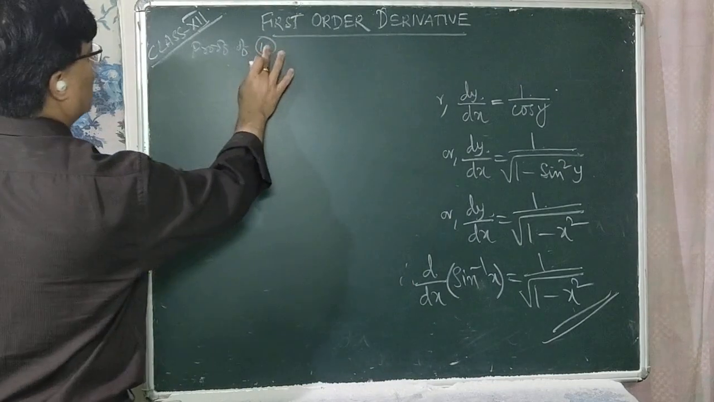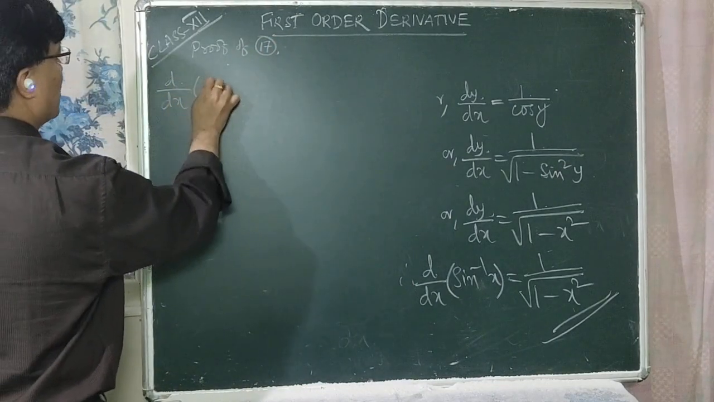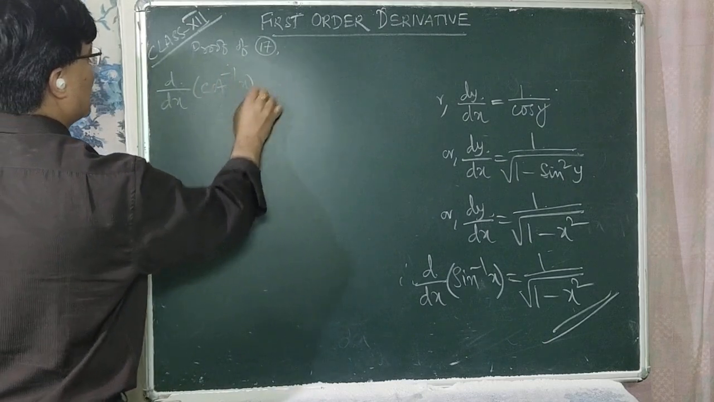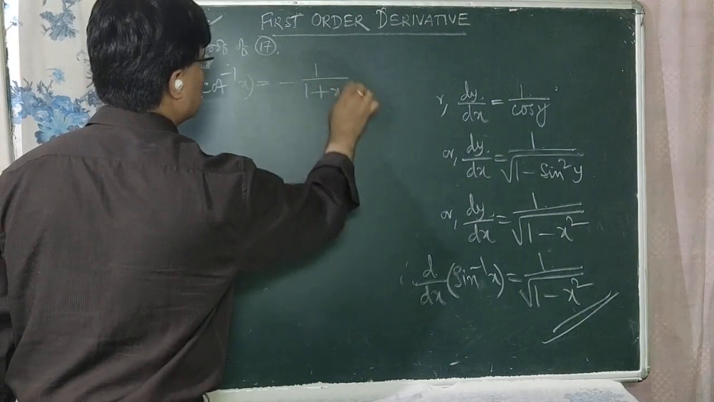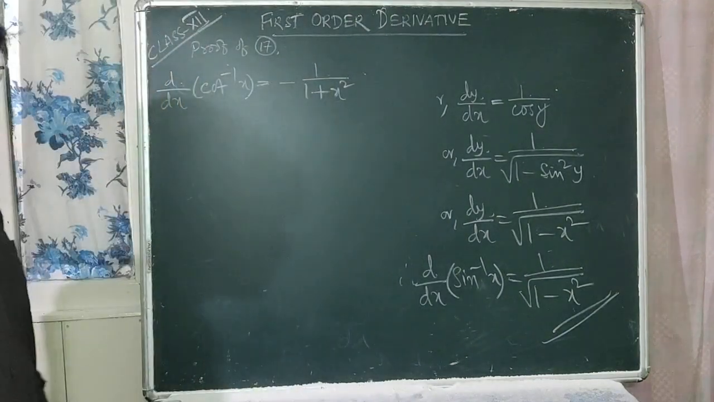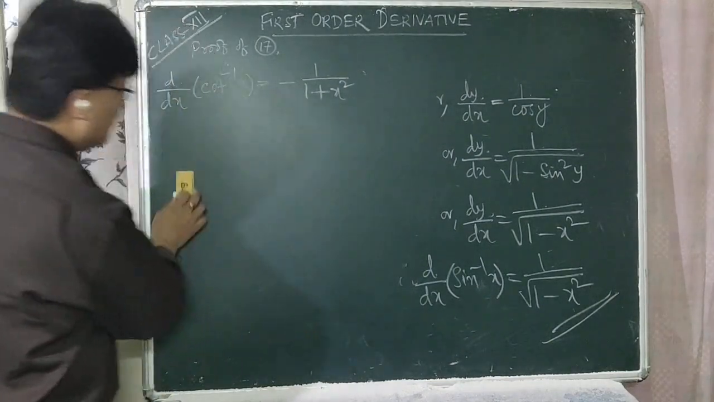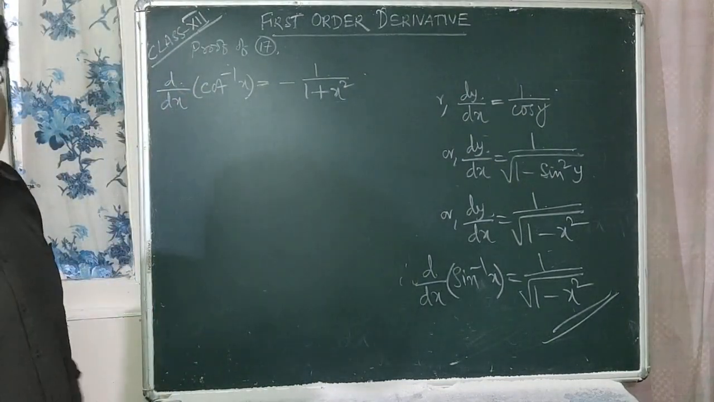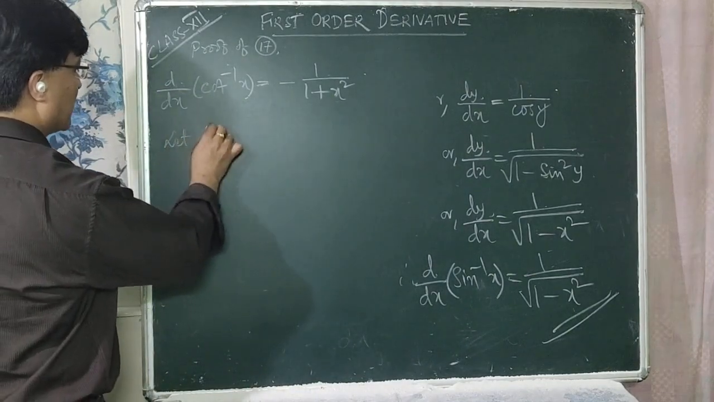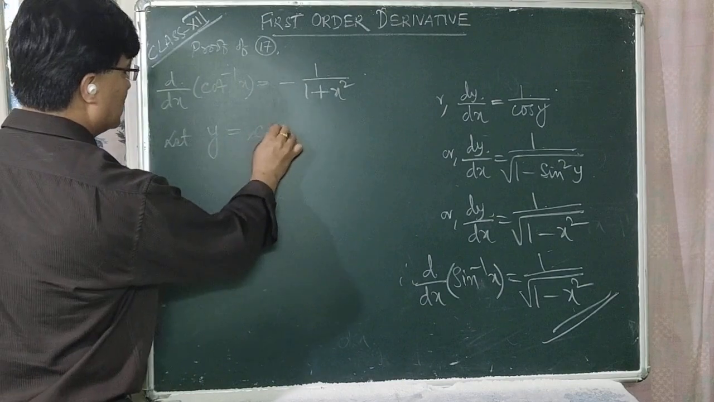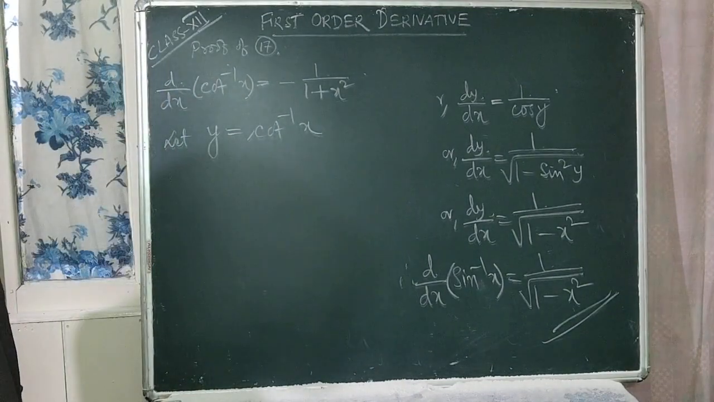Proof of formula number 17, that is dy by dx of cot inverse x is equal to, what was the formula? Minus 1 upon 1 plus x square, right? So let us prove it now. The method is the same as we have done in formula number 14. So let y is equal to cot inverse x. Always assume this cot inverse x as y.